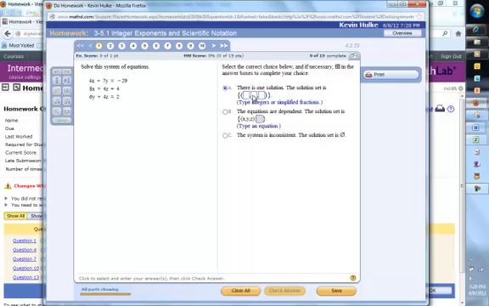Okay, negative 2. And y is negative 3. And z is 5.